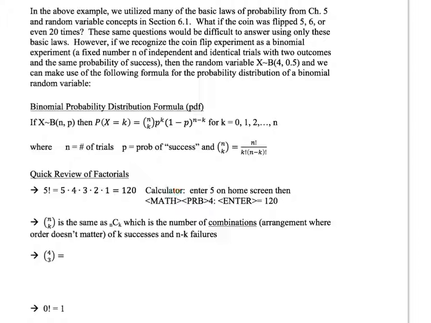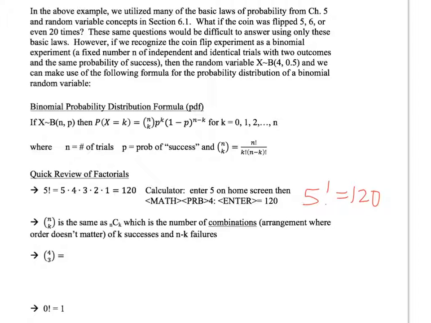Put that number 5 on your home screen, press the math key, arrow over to the PRB menu. At option 4, you'll see the factorial symbol. Press enter, and your home screen will then tell you that 5 factorial equals 120. You can get that to show up on your calculator screen.